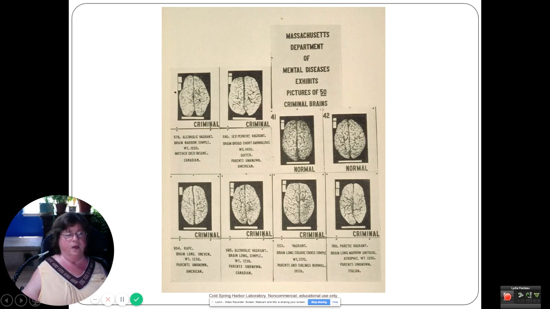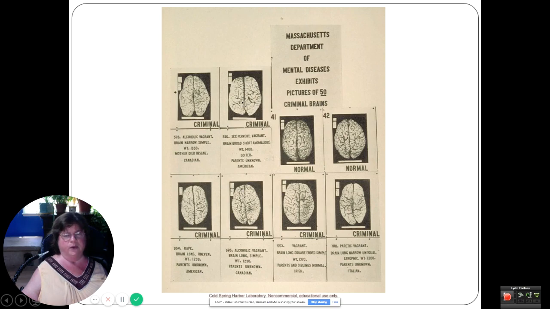Yeah, maybe. And it has the weight, but then it also says the mother died insane. And this is my favorite part. This is a Canadian brain. You can tell, right? So here's another criminal brain. This one is a sexual pervert and also a vagrant, meaning homeless.